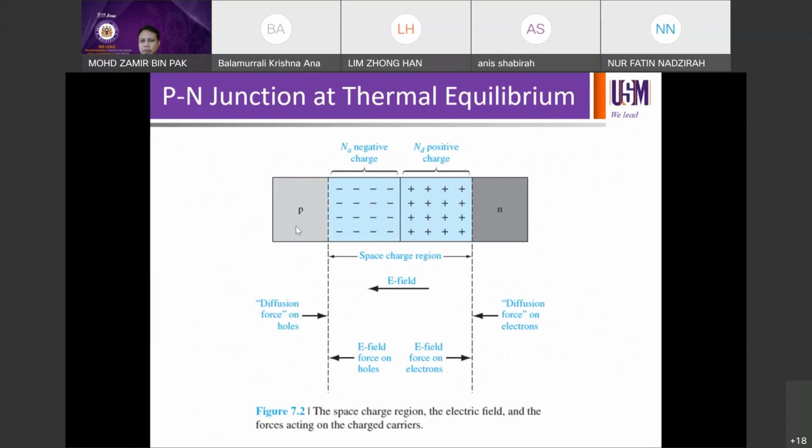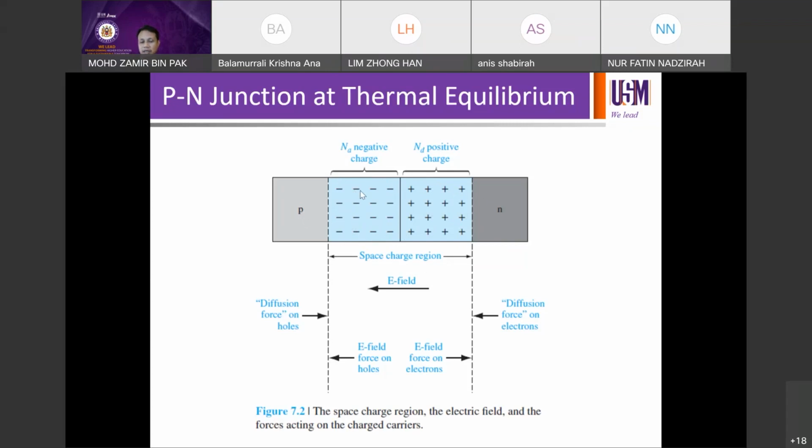Remember last time we talked about how the P-type material is positive in nature, so upon the diffusion of the holes into the N-type, you are going to have fixed ion charges which are negatively charged near the junction region. On the other hand, you are going to have positive fixed ion charges in the N-type near the junction region.